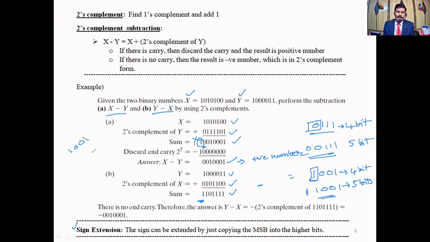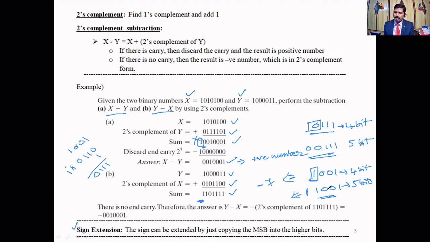1001. Find the 1's complement plus 1. So what is the 1's complement of this one? 0110 plus 1. That is 0111, right? That means 7. So this is minus 7. Now convert this, because the MSB we extended.